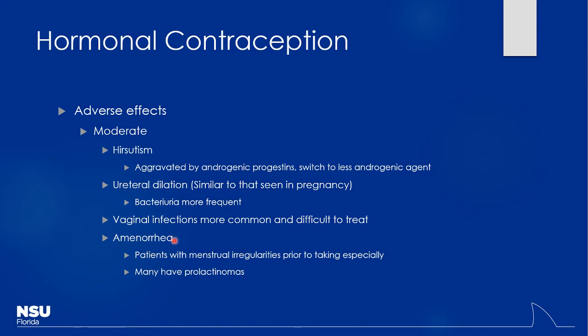Amenorrhea can happen, especially if patients have menstrual irregularities prior to taking the drugs. So it's one thing to at least warn the patients about. And again, a lot of these patients end up having things like prolactinomas that are exacerbating this. So those are things you also want to rule out when you're utilizing this therapy.